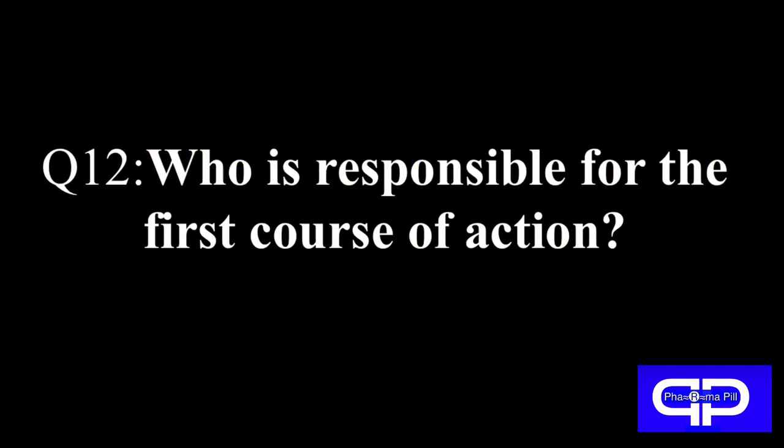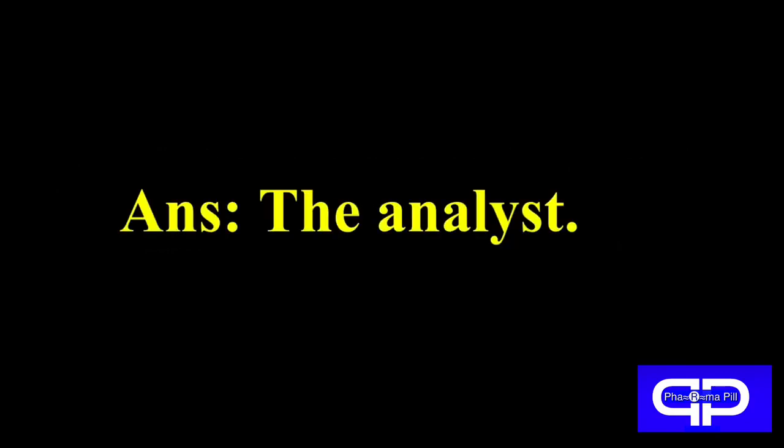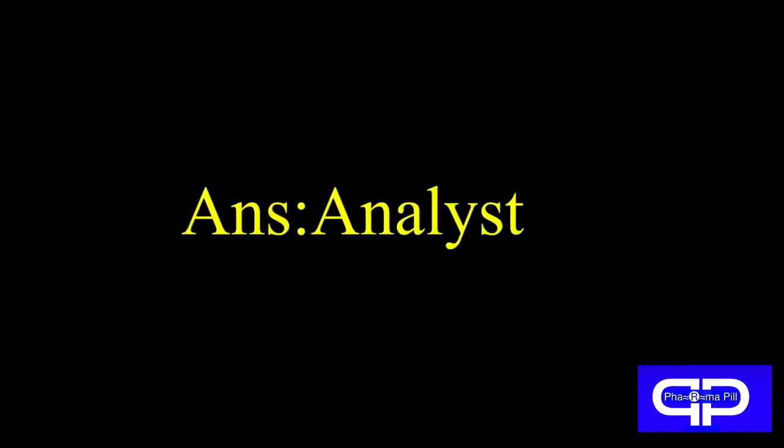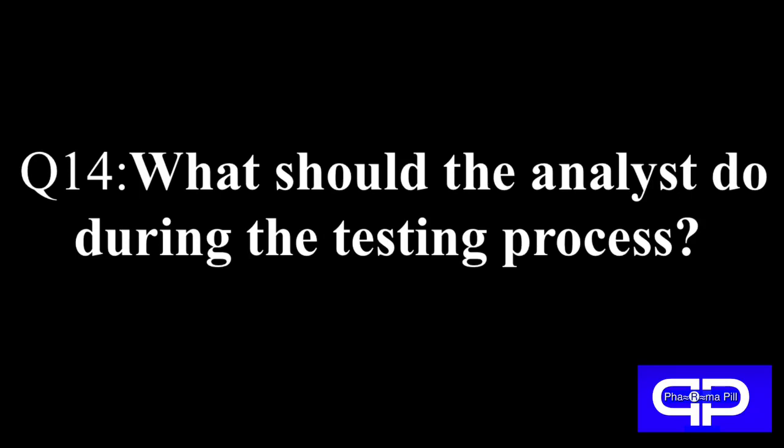Now comes question number 12. Who is responsible for the first course of action? Answer is analyst. Next question, question number 13. Who has the primary responsibility for ensuring accurate laboratory test results? Answer is analyst. Now comes question number 14. What should the analyst do during the testing process?